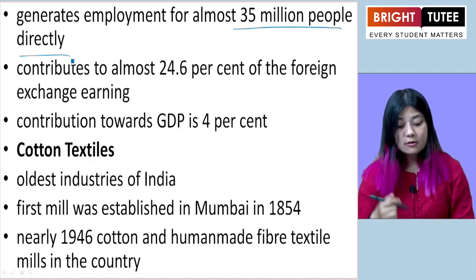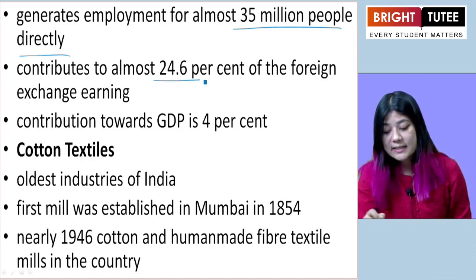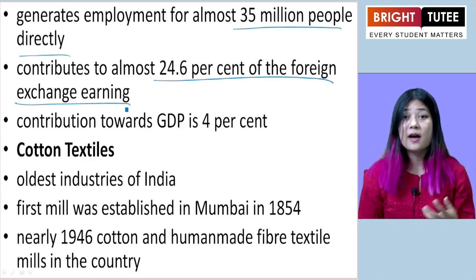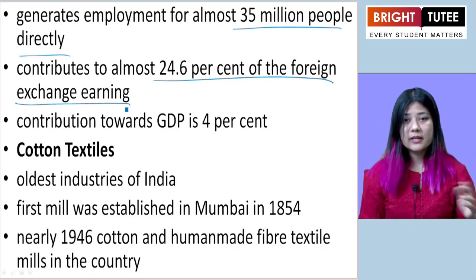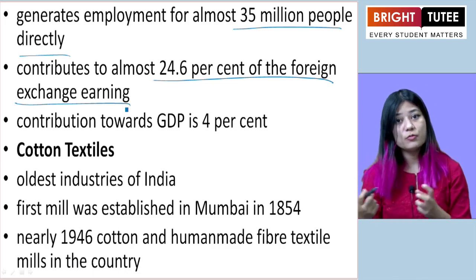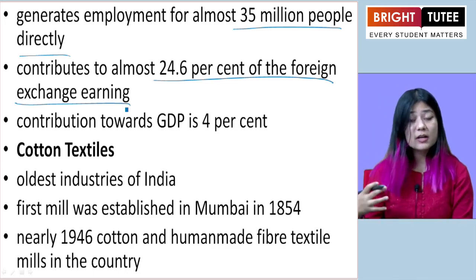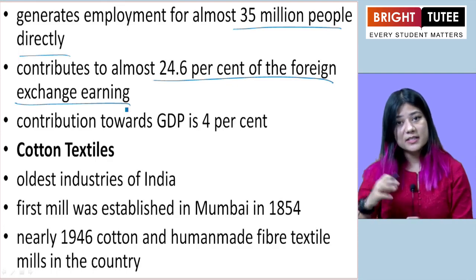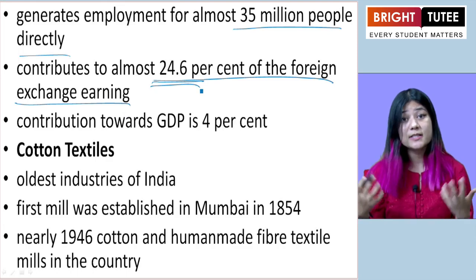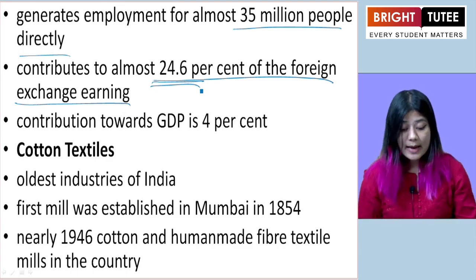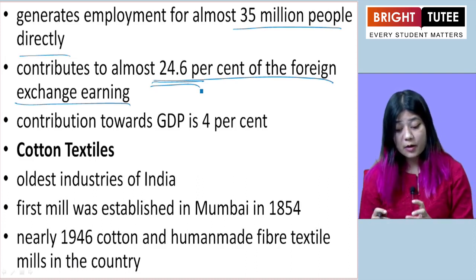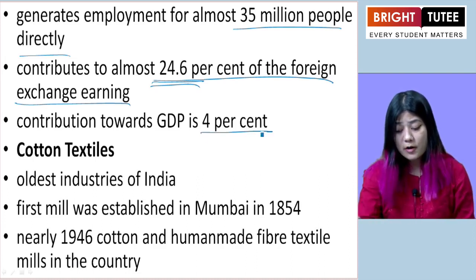It contributes almost 24.6% of the foreign exchange earnings. So the textiles that are manufactured in India have huge demand abroad. They are exported, and as a result, it brings foreign exchange to our country and adds to the wealth. The percentage to which it contributes is 24.6%, which is quite a great percentage. And its contribution towards the GDP, the gross domestic product, is 4%.